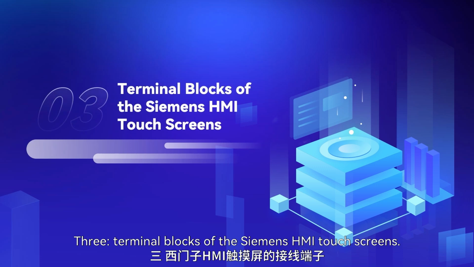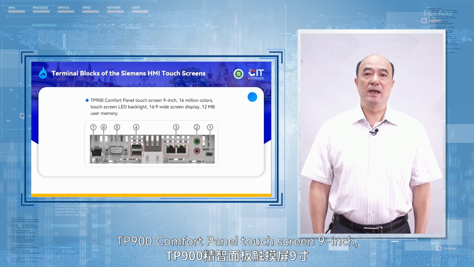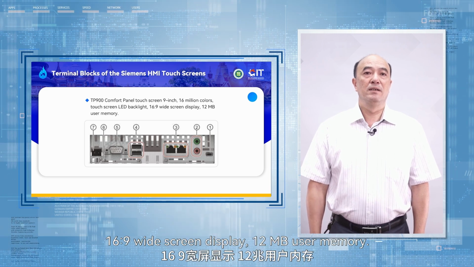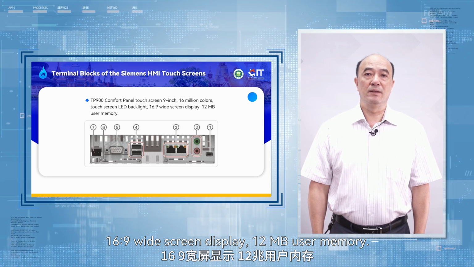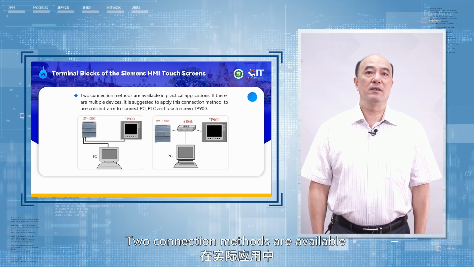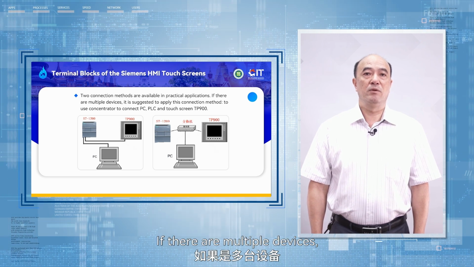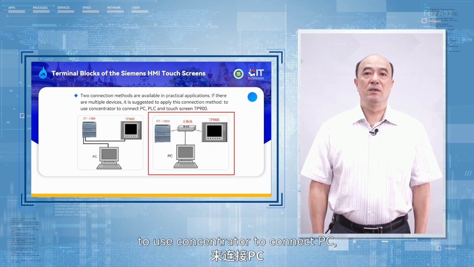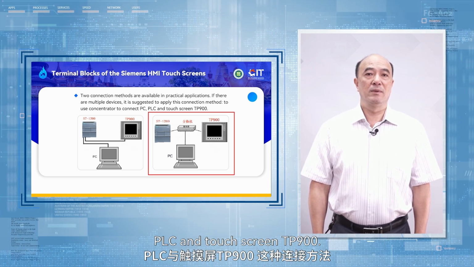3. Terminal blocks of the Siemens HMI touch screens. TP900 Comfort Panel Touchscreen: 9-inch, 16 million colors touchscreen, LED backlight, 16:9 widescreen display, 12 MB user memory. 2 connection methods are available in practical applications. If there are multiple devices, it is suggested to apply this connection method, to use a concentrator to connect PC, PLC, and touchscreen TP900.